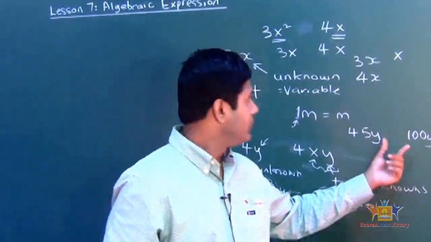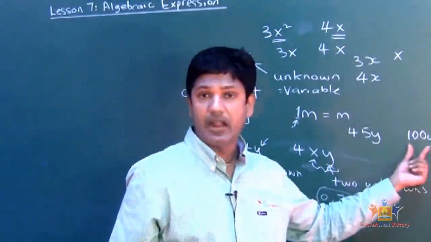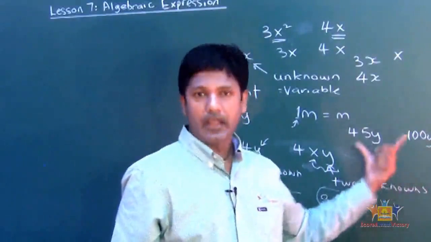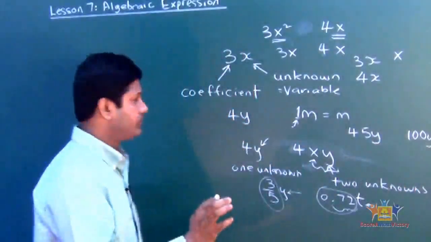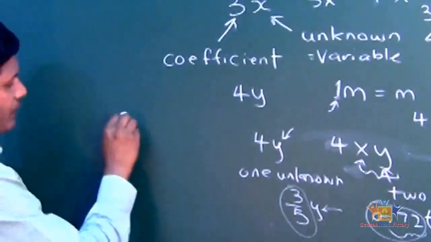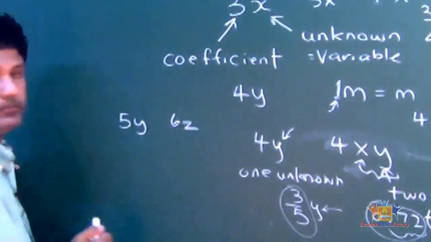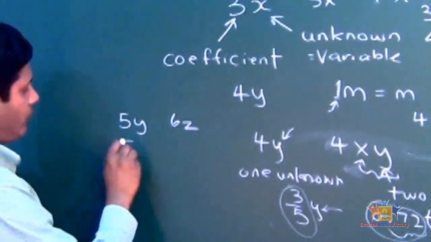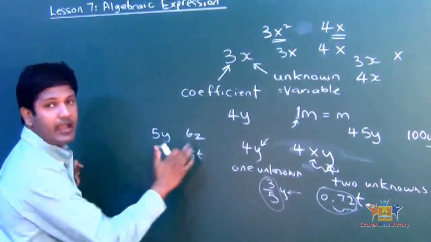Yes, they're like terms. It doesn't matter that the coefficients are different. This one is 45 and this one is 100, but still, they are like terms. They're not unlike. Unlike terms would be if I were to have 5y and 6z, or 5r and 5t. These are unlike.